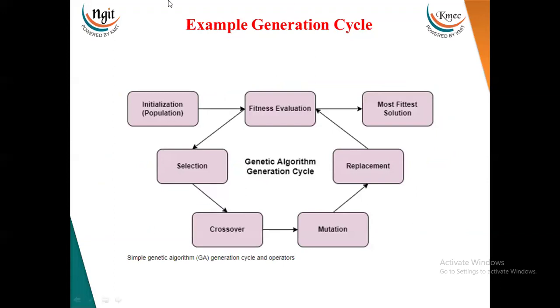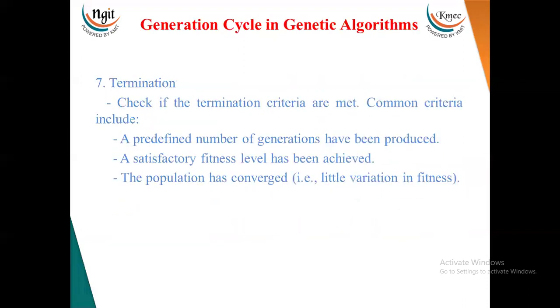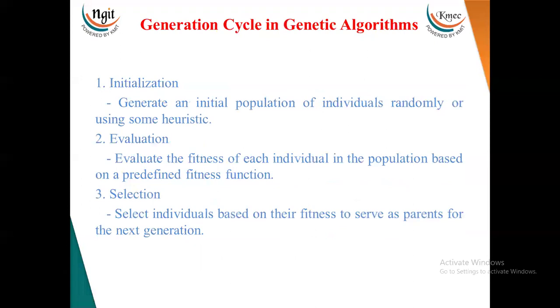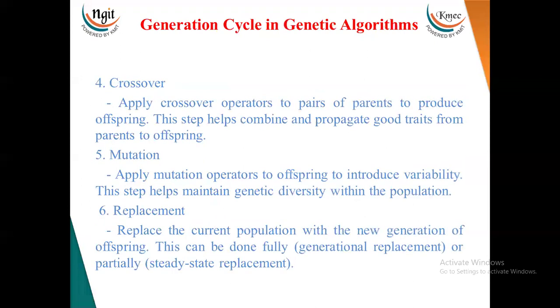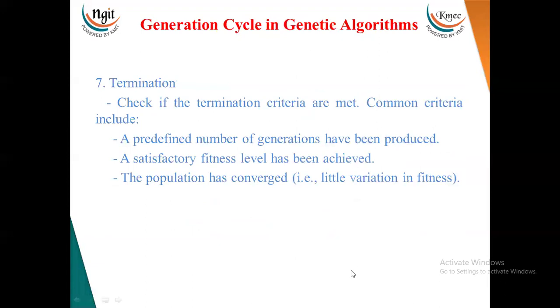If you see the diagram: initialization, fitness evaluation, then selection, crossover, mutation. If crossover is okay, then I'll directly go for the most fit solution. Otherwise, I have to go for the replacement. After replacement, I'll check the fitness evaluation again. Finally, the fittest solution. So this is the genetic algorithm. The basic steps we are going to use are initialization, evaluation, selection, crossover, mutation, replacement, and termination.